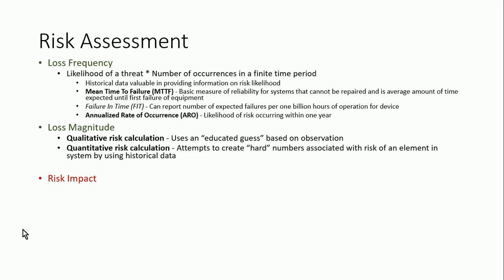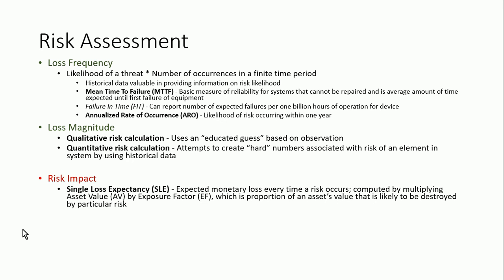Once we have the frequency of loss and the magnitude of the loss, then we can figure out the impact. All of this stuff, this whole exercise I've talked about, all the way up to this point, was really to arrive at a risk impact. So the risk impact is basically, how is this risk or incident going to affect our organization? What's it going to do to us? What's it going to cost us?